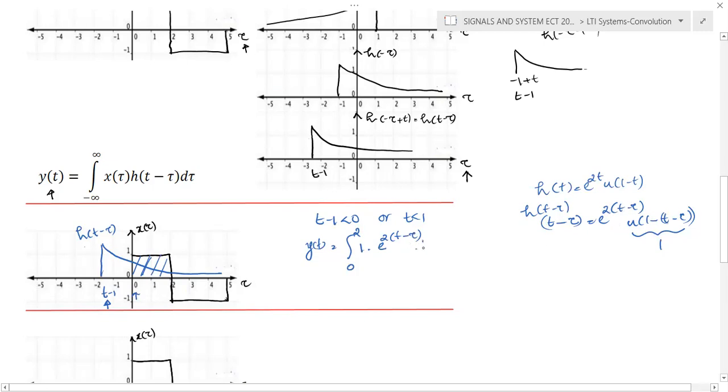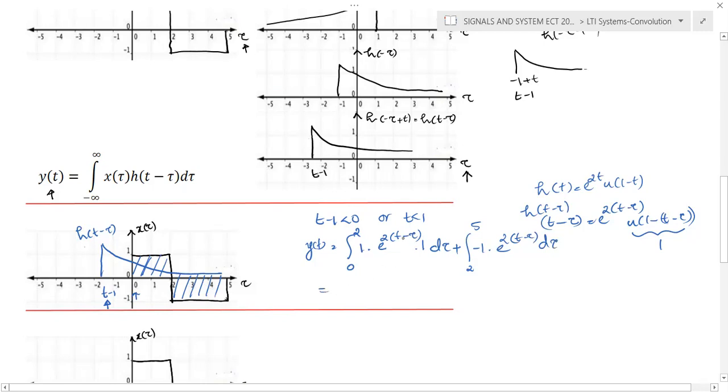Now we'll substitute here, and the remaining value is 1 d tau, plus from 2 to 5, the x of tau amplitude is minus 1, so x of tau is minus 1 into, again, h of t minus tau, which will be the same signal, so you multiply by e raised to t minus tau d tau. So this is the integration equation.